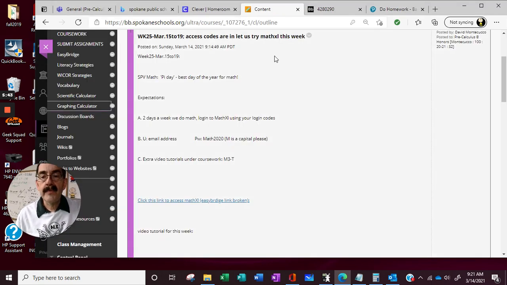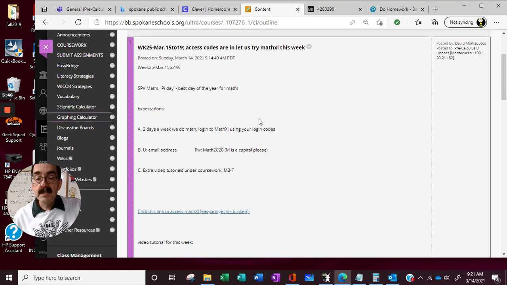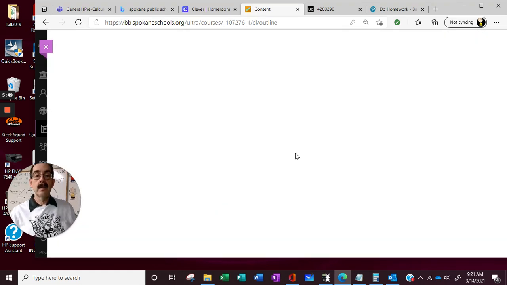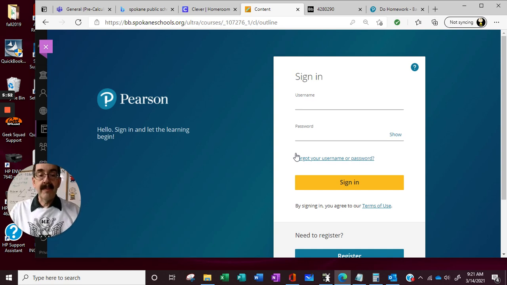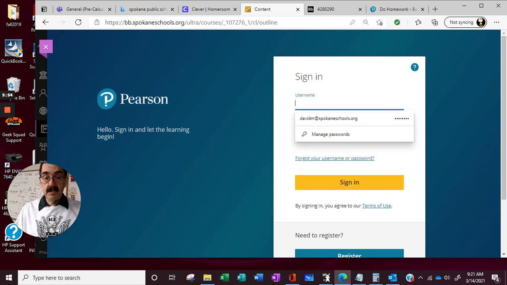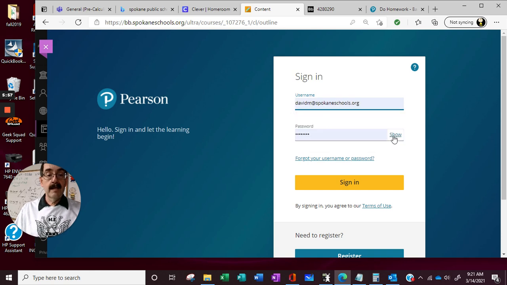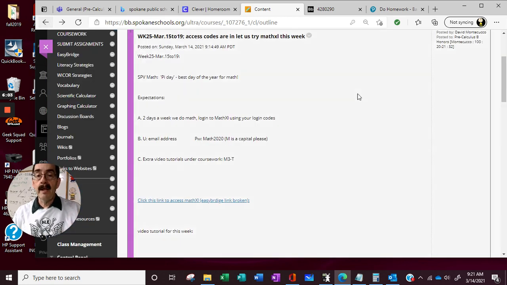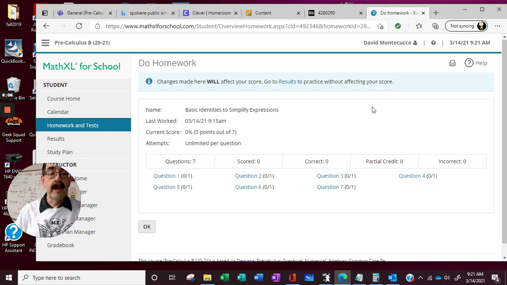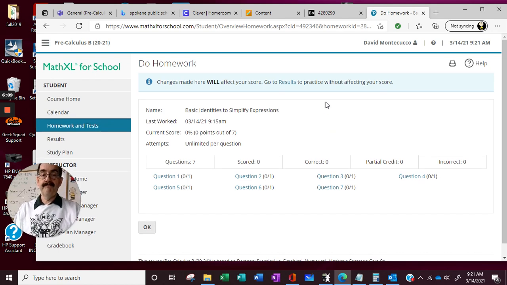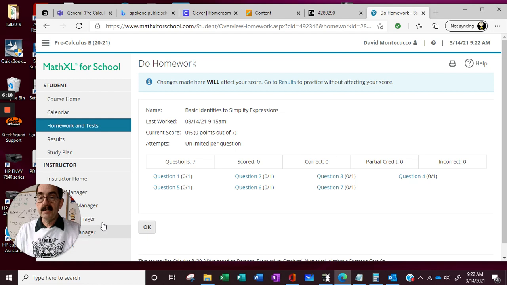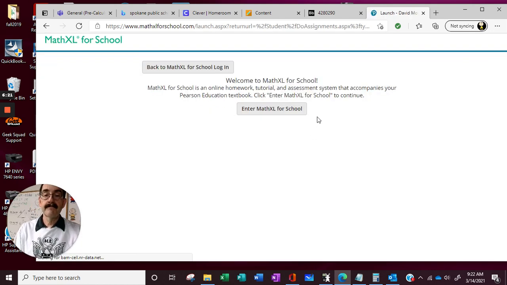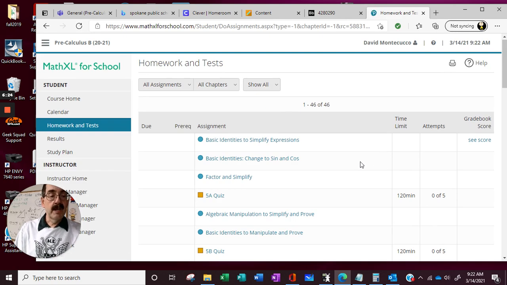Now let's go click on Math Excel. Once you click on Math Excel, it's going to be your email address and Math 2020 with a capital M. Go ahead and try that. When you get there, you're going to see PreCalculus B. Yours looks like the top of the page, the teacher's looks like the bottom. So just click homework and tests, and you will see all these assignments.